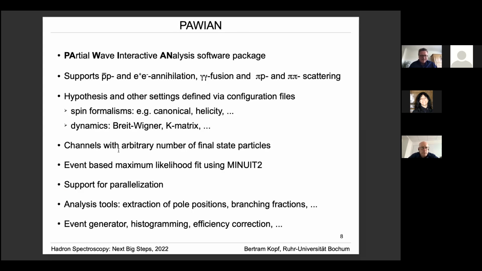Pawian is based on an event-based maximum likelihood fit, and the standard minimizer is Minuit2, but it is in principle flexible enough to switch to other minimizers. Parallelization is supported, and there are also some additional analysis tools for extracting, for example, the pole positions or the branching fractions. And one can also generate events based on the model which one has obtained. One can do some histogramming, and efficiency correction can also be done.